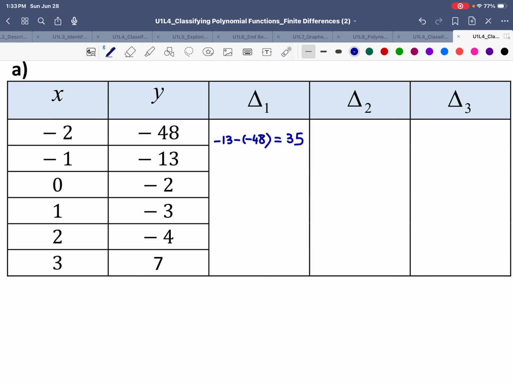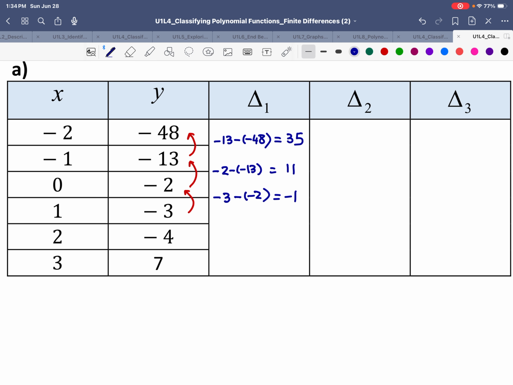Next, we have negative 2 minus negative 13. So that's negative 2 plus 13, and negative 2 plus 13 equals 11. Next, we have negative 3 minus negative 2. So let's do these little arrows in here to keep us focused. Negative 3 minus negative 2 is negative 3 plus 2. That will give a negative 1.